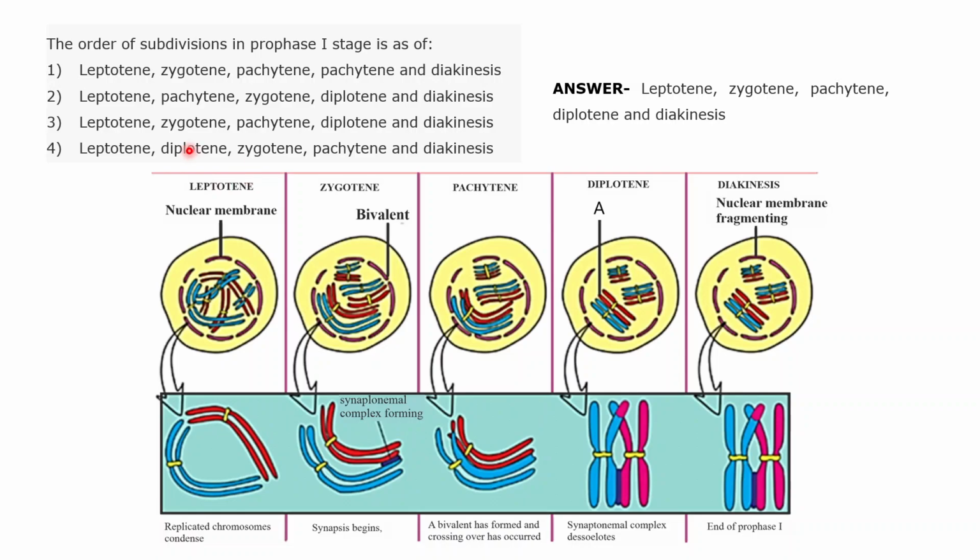So these are the particular stages. It starts with the leptotene, where the chromosomes condense. In zygotene, the synaptonemal complex starts to form. In the pachytene, the synaptonemal complex is formed, and the structure called a bivalent is observed here, followed by the process called crossing over. Then it moves on to the diplotene stage, where the crossing over has ended and the synaptonemal complex starts to dissolve. Afterwards, it moves on to diakinesis, where the nuclear membrane starts to fragment so that it can enter into metaphase 1. So the order is leptotene, zygotene, pachytene, diplotene and diakinesis.